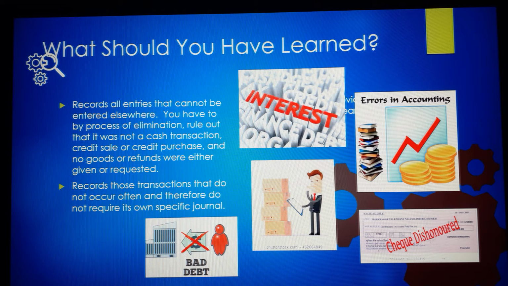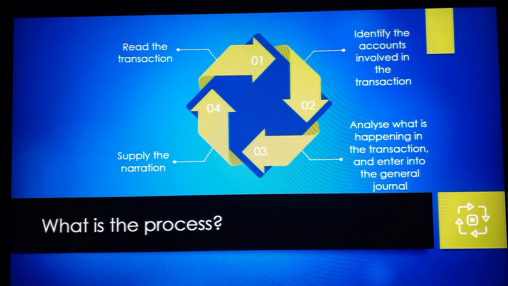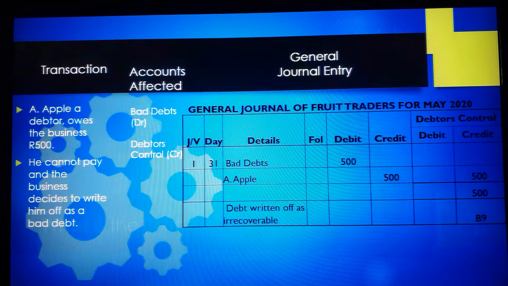The journal only records those transactions that do not occur often and therefore do not require its own specific journal. What is the process? We read the transaction, we identify the accounts involved, we analyze what is happening in the transaction and enter into the general journal, and lastly, we supply the narration.